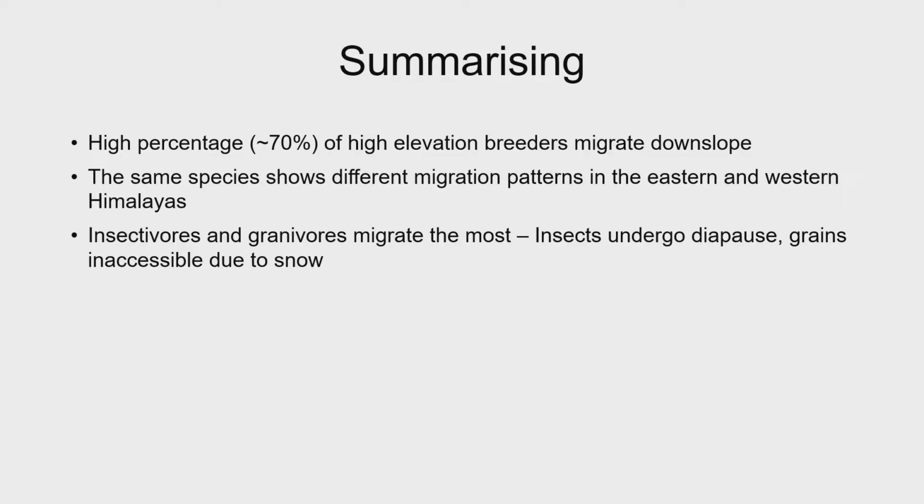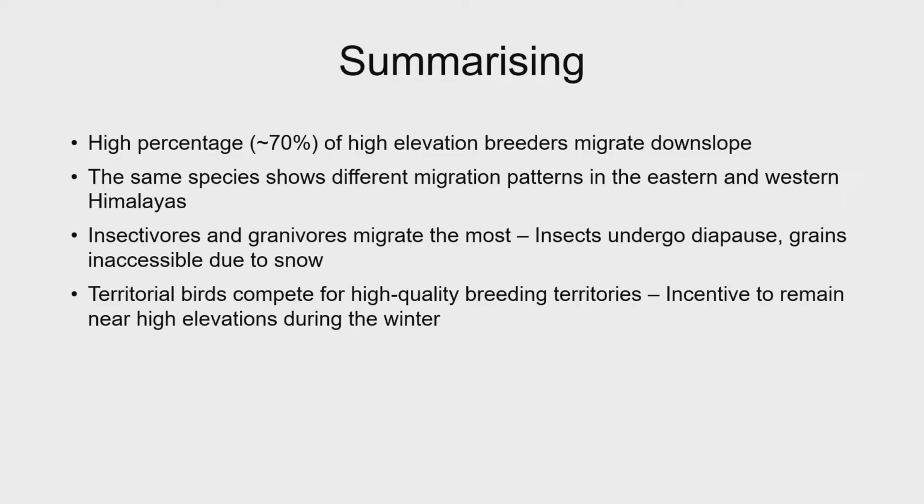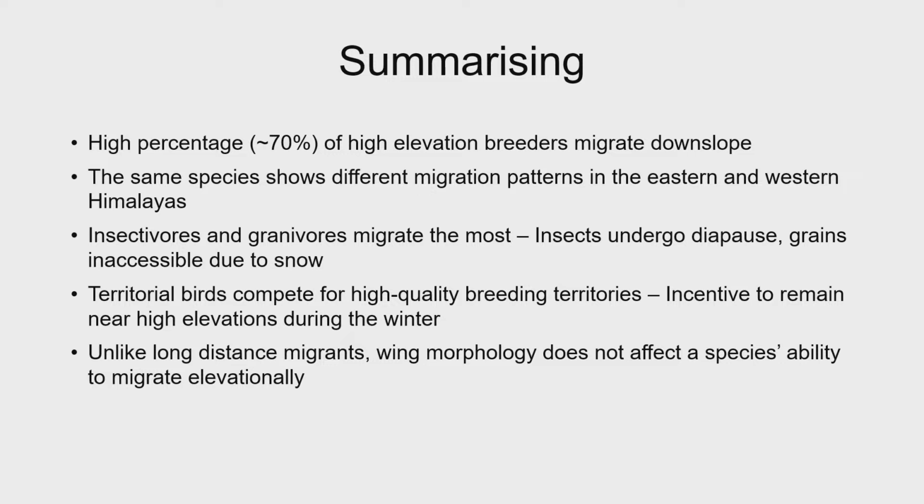We found that insectivores and granivores, birds that have very specialized diets, are the ones that are migrating more. Territorial birds compete for high quality breeding territories, and therefore they don't migrate as much. And unlike long distance migrants, wing morphology does not affect a species' ability to migrate elevationally.